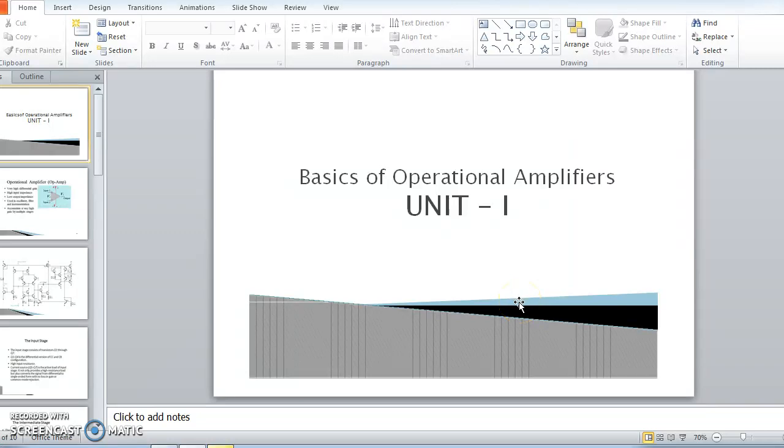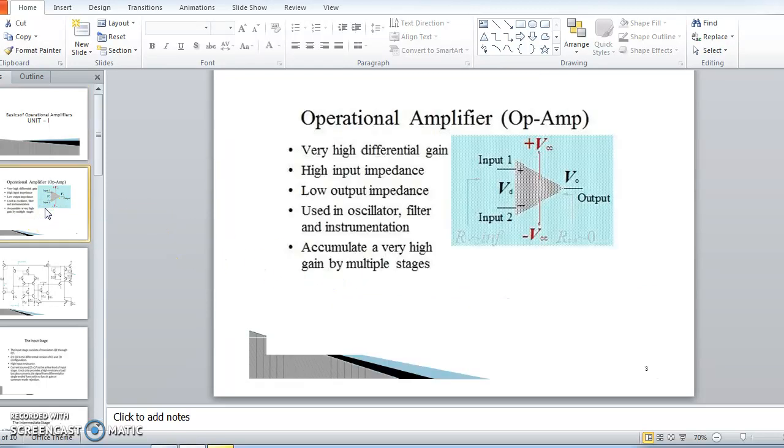I am going to explain the basics of the operational amplifier. This is a schematic diagram of an operational amplifier, which has a very high differential gain, very high input impedance, and low output impedance, and is used in oscillators, filters, and instrumentation.